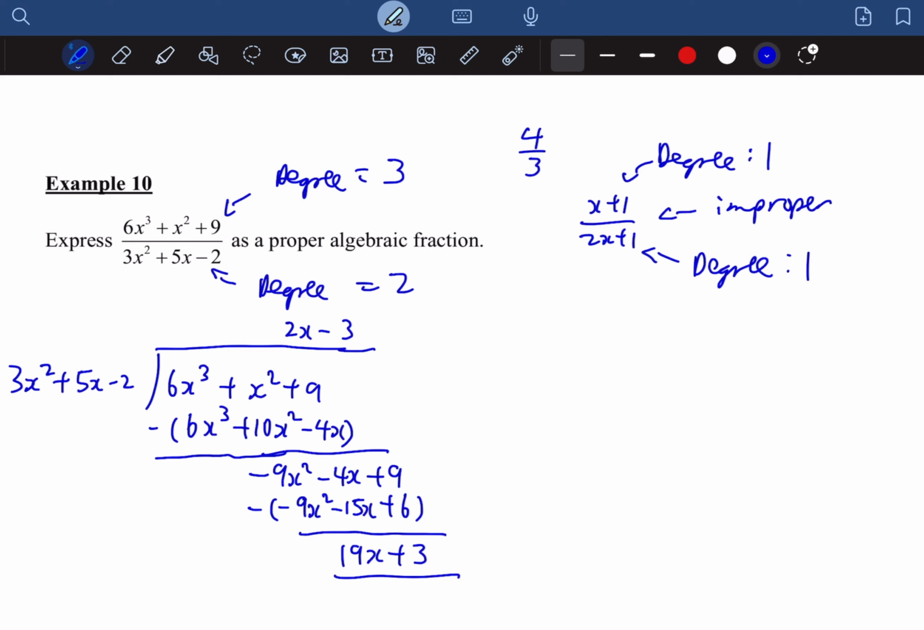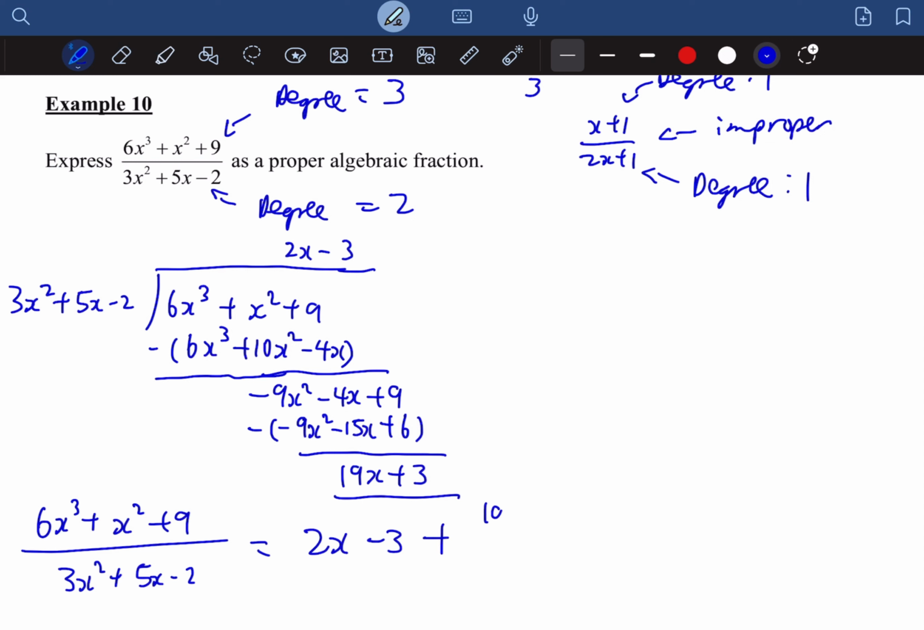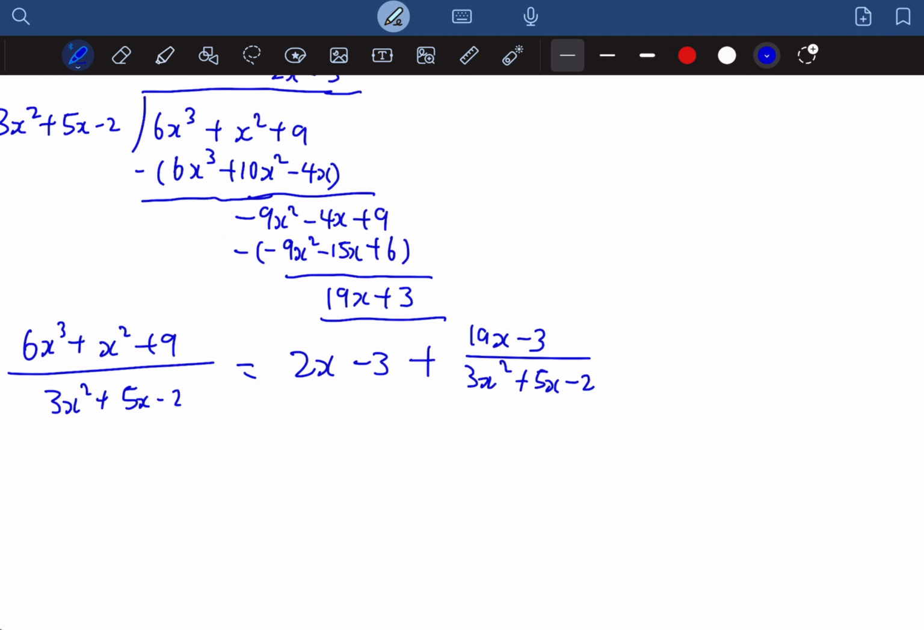So to write them properly, I will have 6x cubed plus x squared plus 9 over 3x squared plus 5x minus 2 equals 2x minus 3 plus 19x plus 3 over 3x squared plus 5x minus 2. Then students will be wondering, hey, how come it's so weird? In front it told us dividend equals to divisor times quotient plus remainder, but how come here is a bit weird? Let me show you why this is the answer.